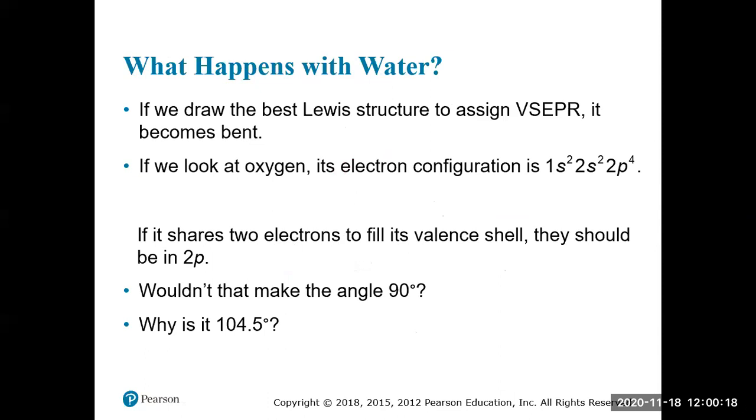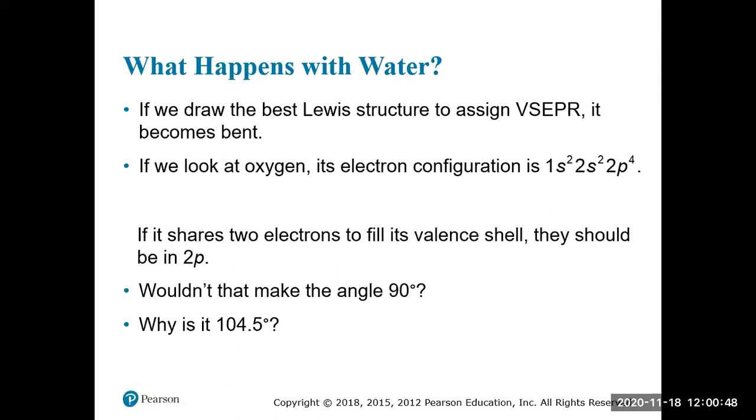So let's take a look at water for a second to see why its angle is not 90 degrees, that it's 104.5 degrees. If we draw the Lewis structure and assign VSEPR, it becomes bent. We talked about that before. We've got those lone pairs of electrons.